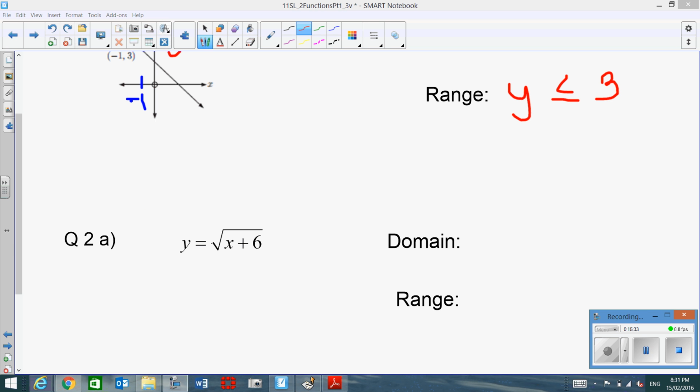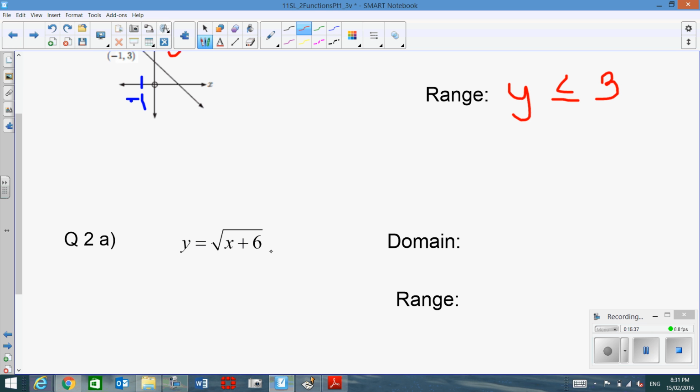And last but not least, consider this function, a square root of x plus 6. What values are you allowed to have underneath the square root? What would not be allowed as your domain? So think for a moment, see if you can decide what would be your domain, what would be your range, what kind of values come out of the square root for your range, and what kind of values go in for your domain. Go ahead and push pause and check your answer.